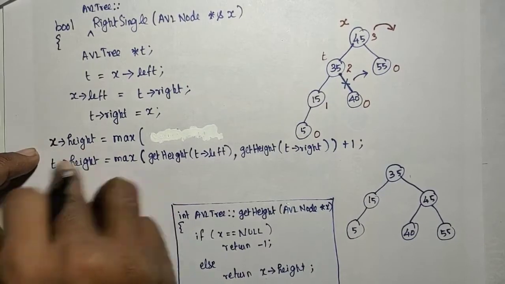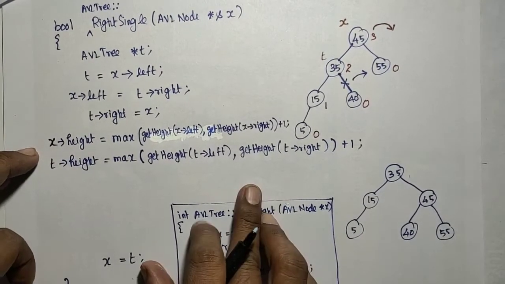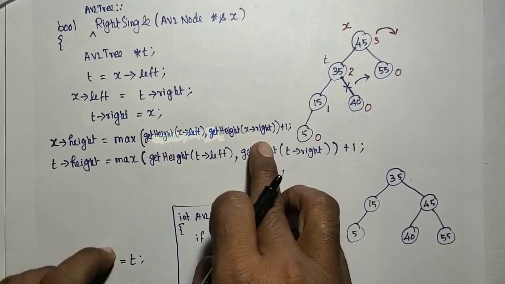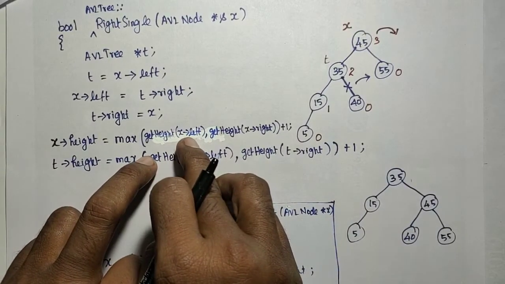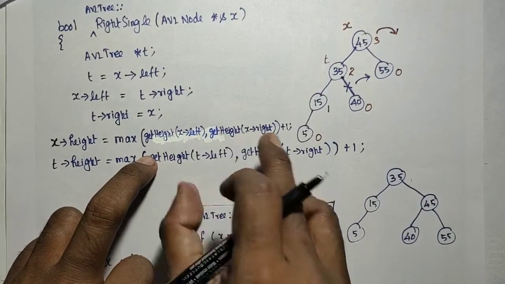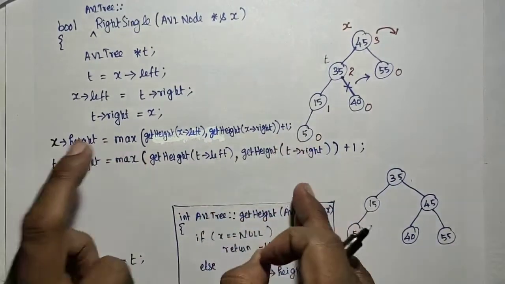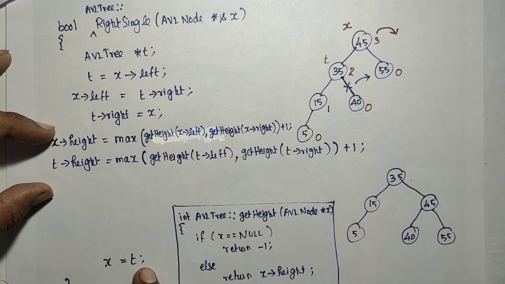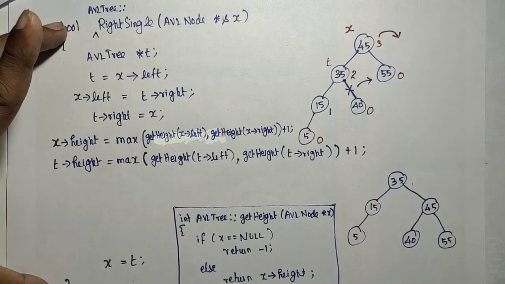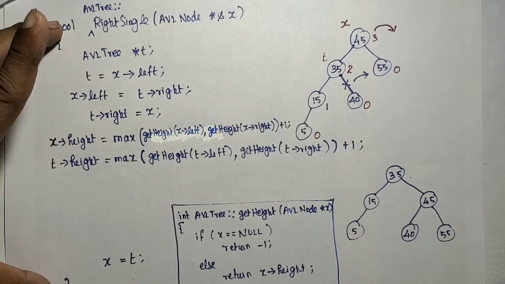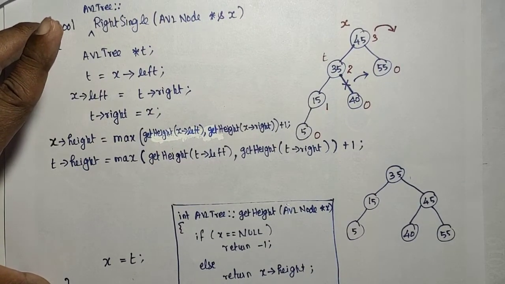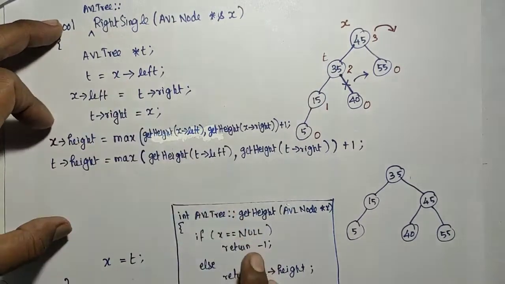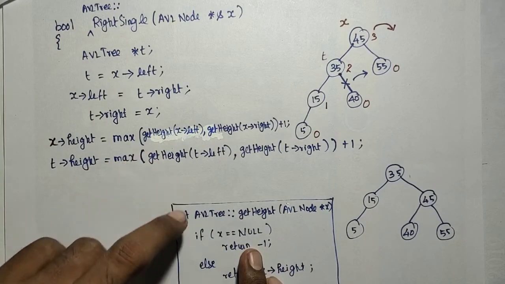Similarly we have to do it for x. See that we have written it for x also. So getHeight of left of x, getHeight of right of x, whichever is the maximum, plus 1, that is the height of x. And finally you have to update x equal to t after updating the height. So this is the code for the right single rotation. In between, you have to define that function max also.